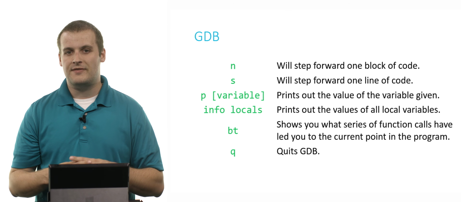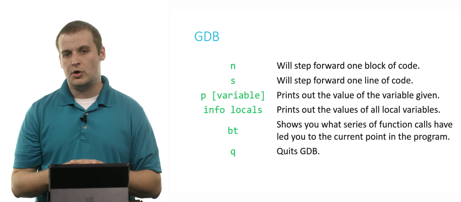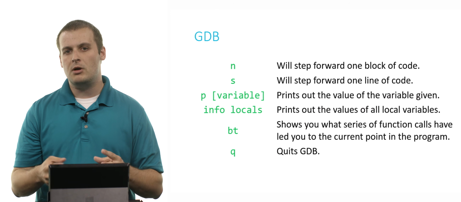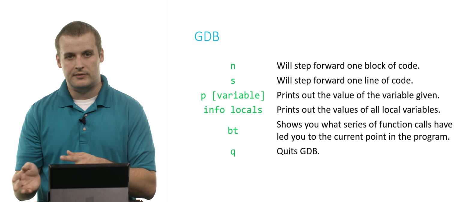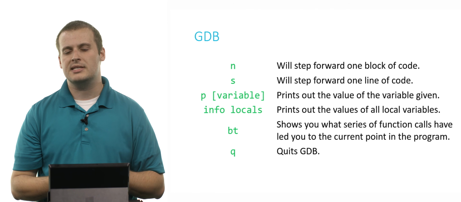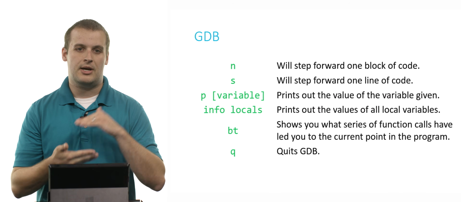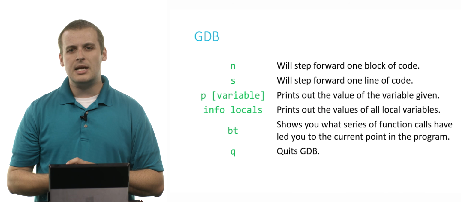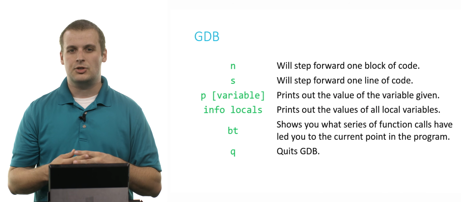If you want to know the values of every local variable accessible from where you currently are in your program, you can type info locals. It's a lot faster than typing p and then whatever, listing out all of the variables that you know exist. You can type info locals, and it will print out everything for you. Next up is bt, which is short for backtrace.